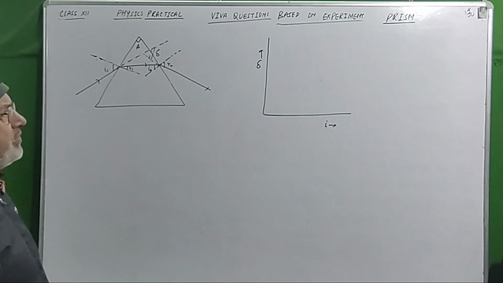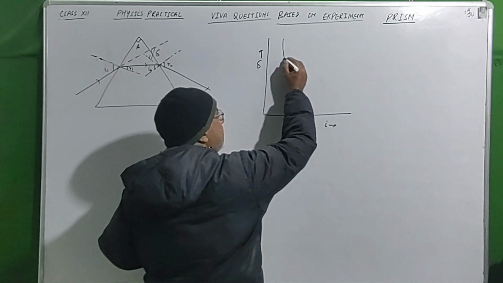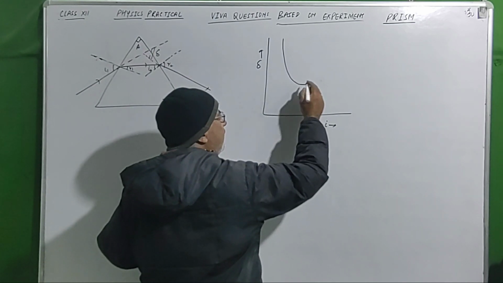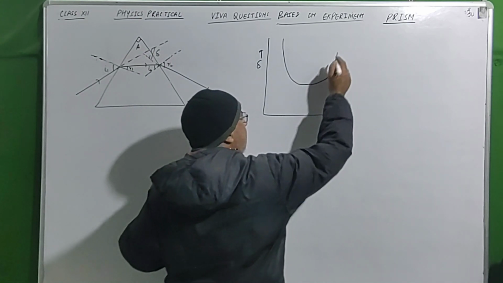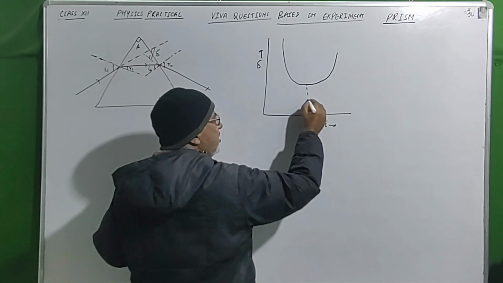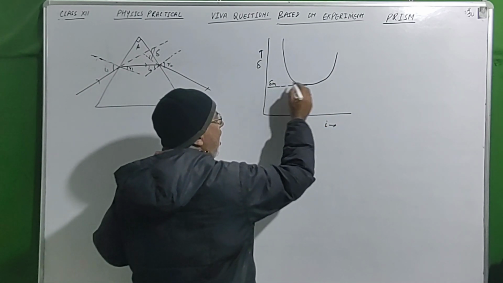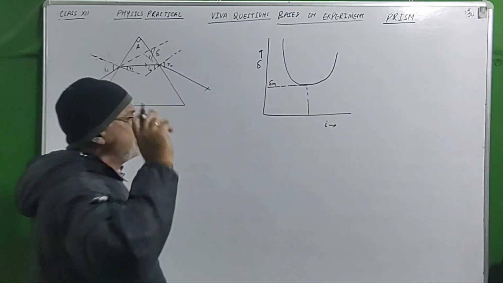What do you mean by angle of minimum deviation? How do we get it? When we increase the angle of incidence, the angle of deviation decreases. For one particular angle of incidence, the angle of deviation becomes minimum. That is called the angle of minimum deviation. Afterward, when we increase the angle of incidence, the angle of deviation increases.